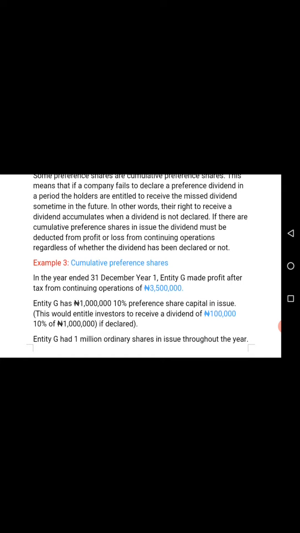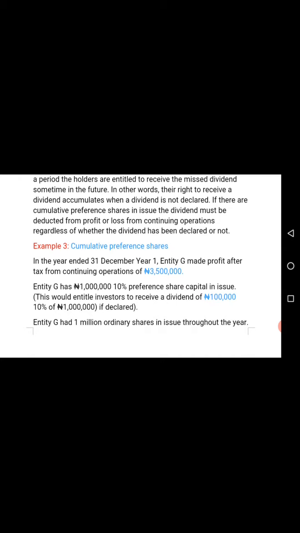It says in the year ended 1st November, year 1, entity G made profit after tax. Now this is profit after tax. This is not the earnings from continuing operations of 3.5 million naira. Entity G has 1 million naira, 10% preference share capital in issue.